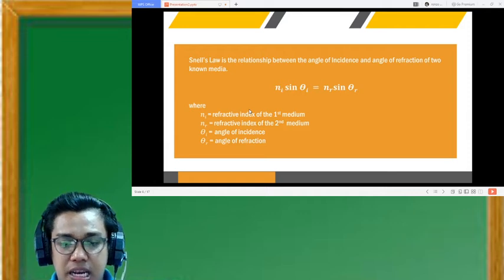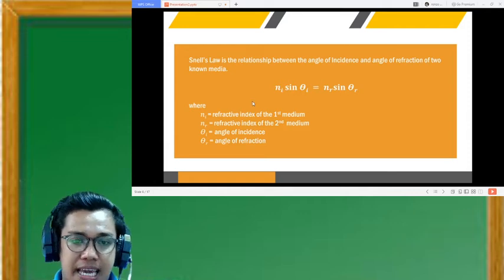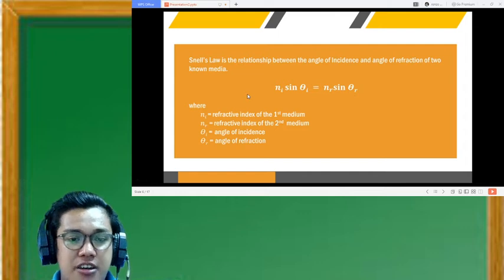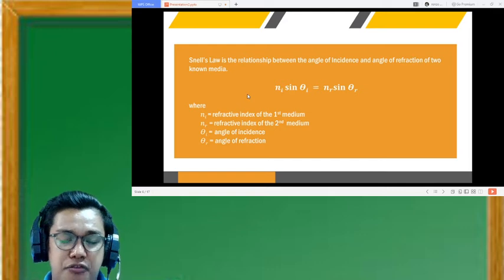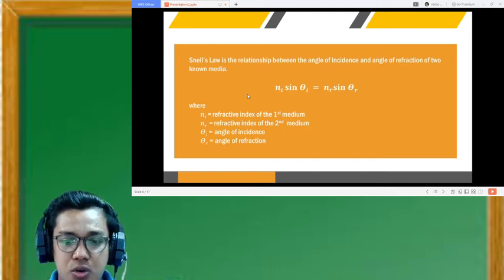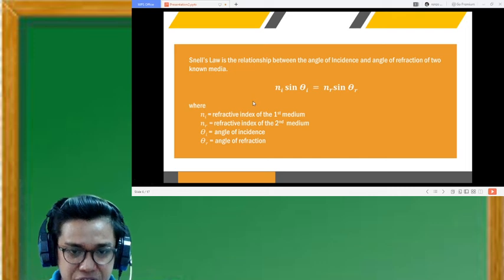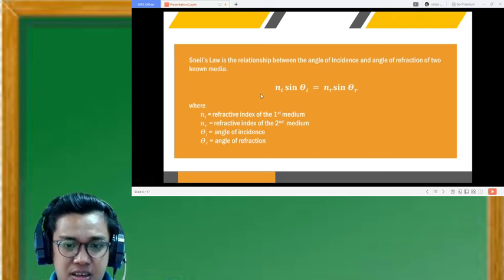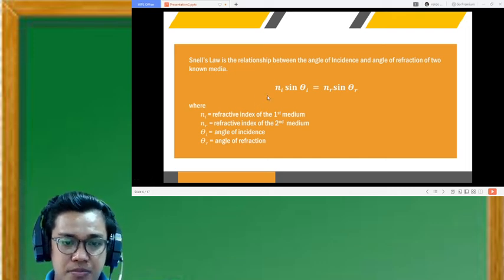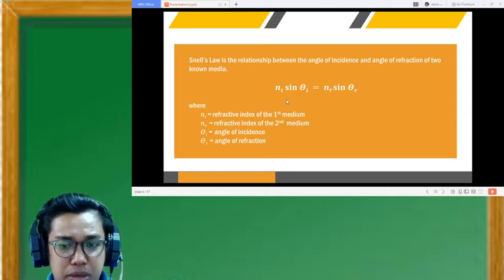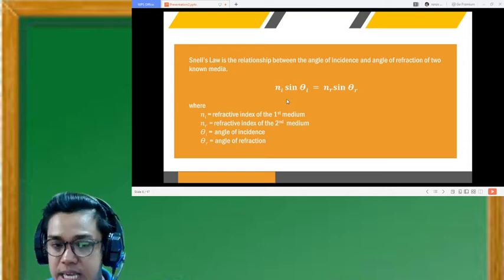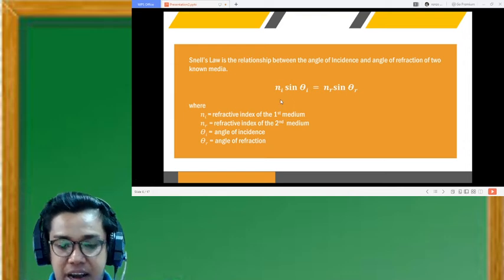So, gamitin natin yung kaninang na-provide niyang formula, which is Snell's law, no? It is the relationship between the angle of incidence and the angle of refraction of two known media. So, we use the refractive index of the first medium times the sine of the angle of incidence is equal to the refractive index of the second medium times the sine of the angle of refraction.